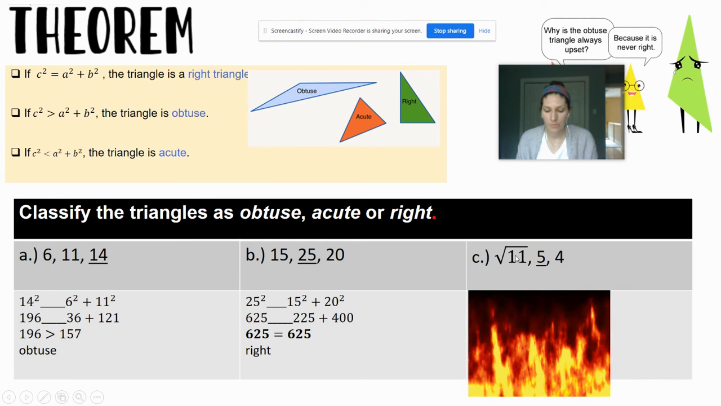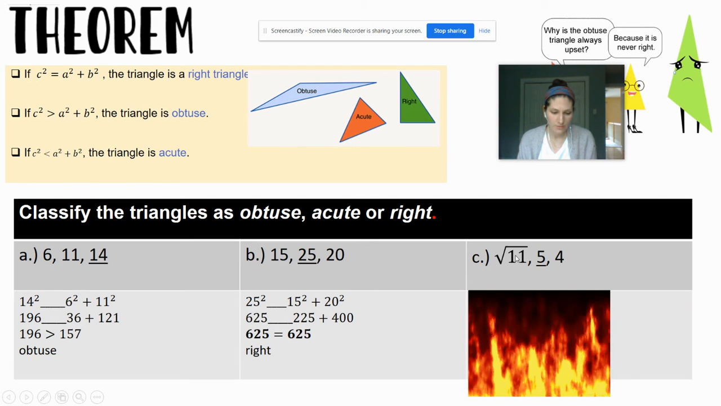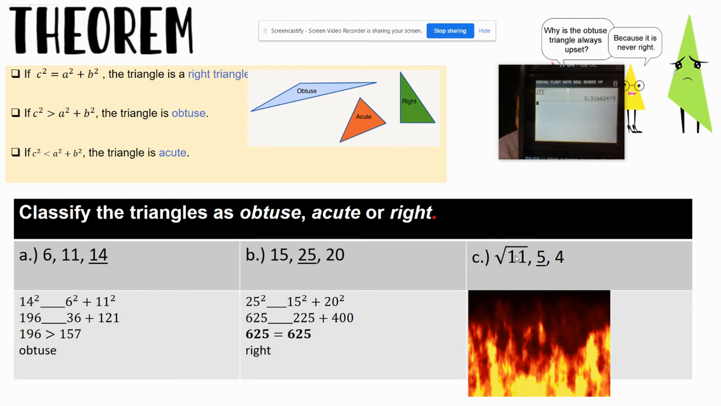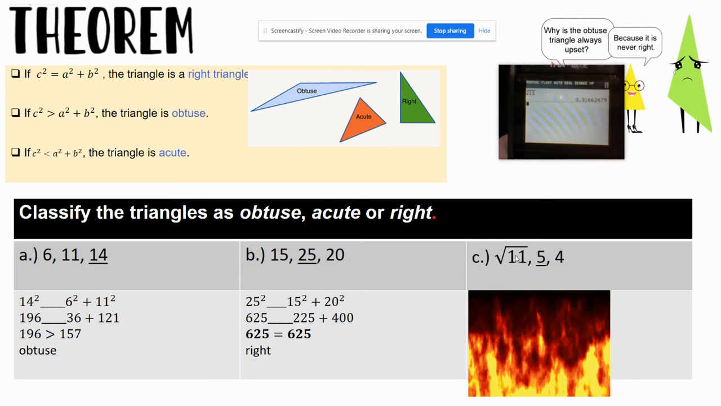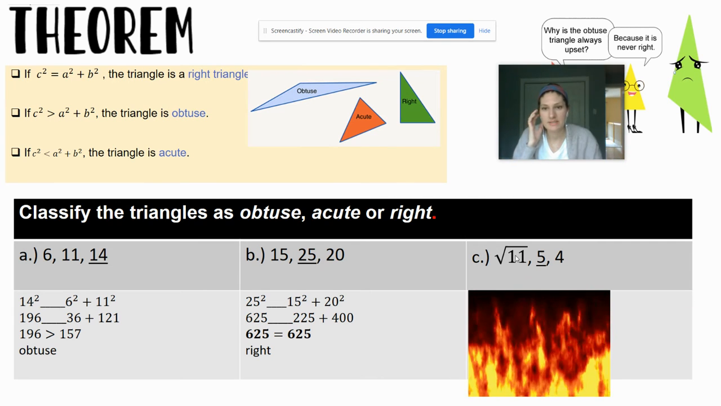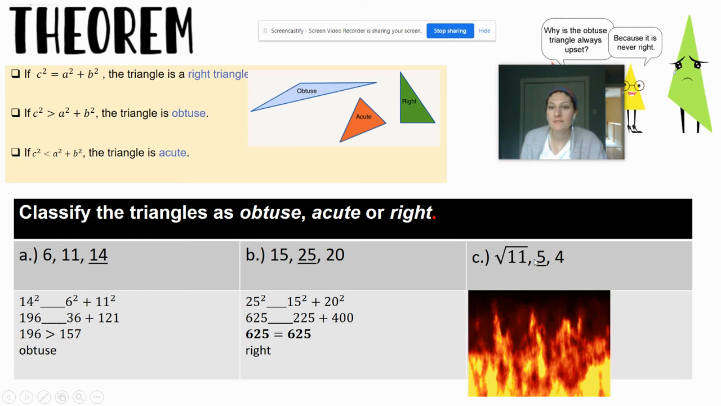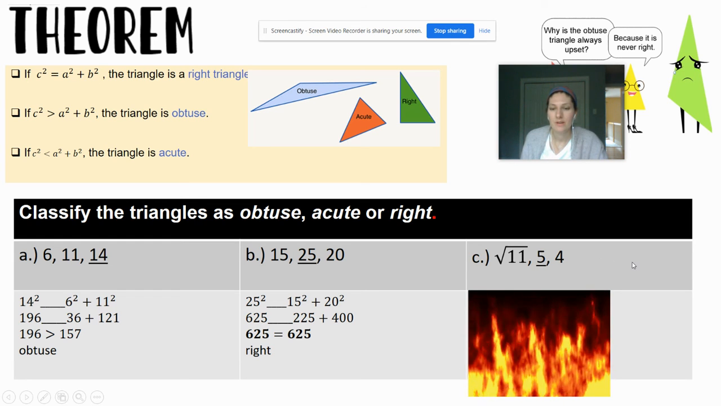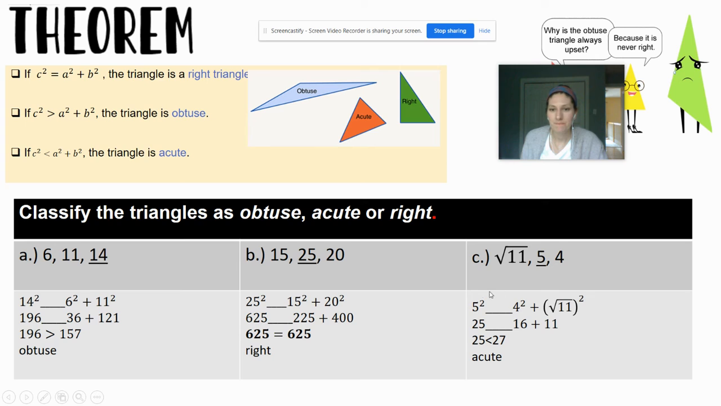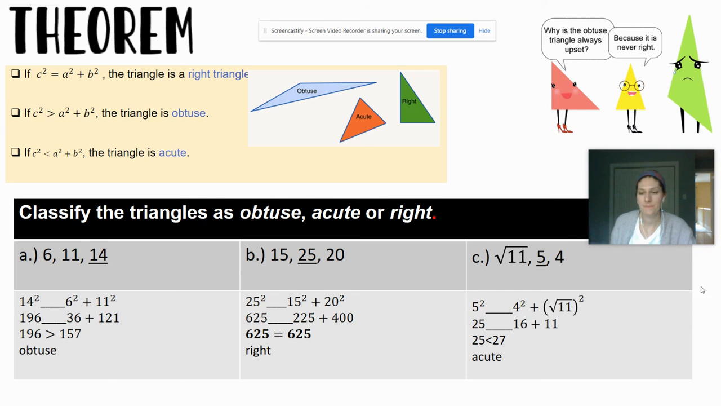For the last one, if one of your answers is a radical, then what you can do is go to your calculator just to see what is the square root of 11. So it's about 3.3. So it's not the biggest number that was given to me. I need to find the biggest number. That's my C. So I'm going to have 5 squared. And again, when I square a radical, the radical and the exponent cancel each other out, and so you're just left with the number that's inside. And because c squared is less than a squared plus b squared, that would make it an acute triangle.